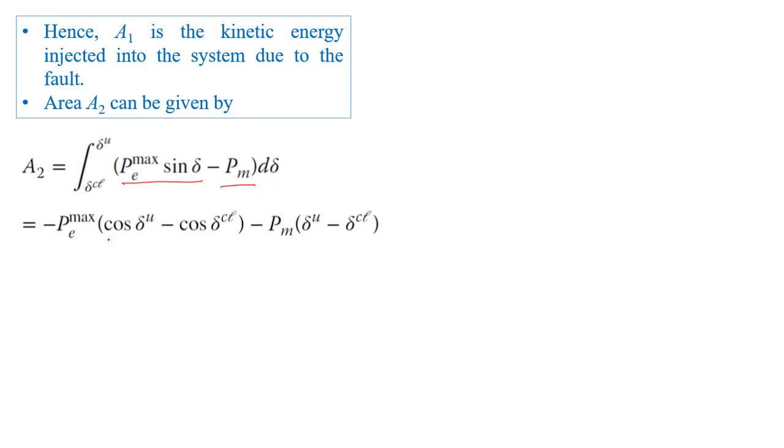So after integration, after substituting the values, we'll get Pmax minus Pmax cos delta U minus cos delta CL minus Pm into delta U minus delta CL. So this is nothing but the potential energy evaluated at delta U minus the potential energy evaluated at delta CL. Already we know the potential energy expressions. So just by substituting delta U and delta CL and subtracting, we'll get the final expression. Therefore, this is your A2.